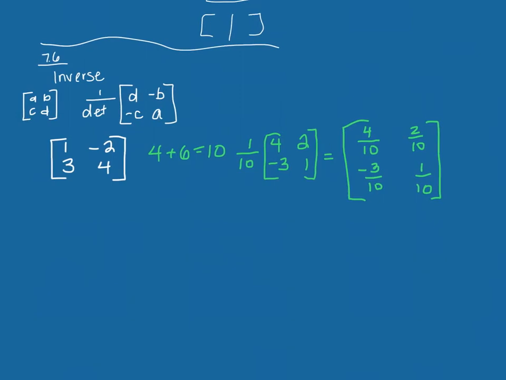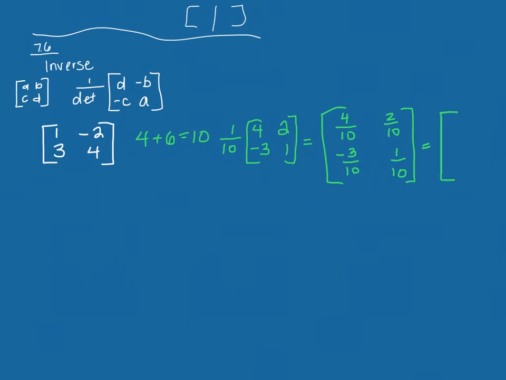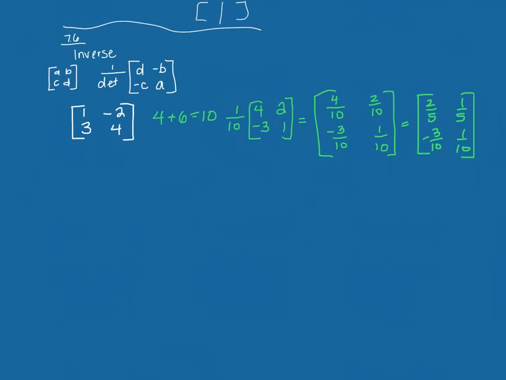Do you ever leave an unsimplified fraction? No. So you'd simplify. So that would become 2/5, 1/5, negative 3/10, and 1/10. So anything that can be simplified would need to be. Questions on the 2 by 2 inverse?